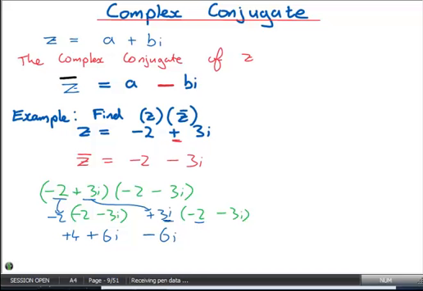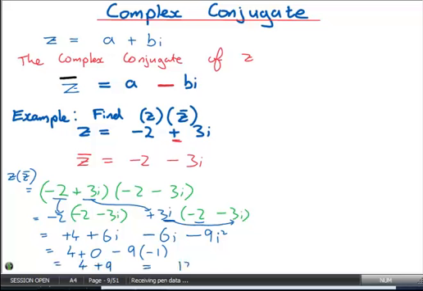And then the final bit here is the plus 3i times minus 3i. The sign is going to be minus because a minus times a plus gives us a minus. 3 by 3 gives us 9, and i by i gives us i squared. I should have equals signs there. So this is z times z conjugate. We've got plus 4, plus 6i minus 6i is just 0, plus 0, and we've got minus 9 times minus 1, since i squared is minus 1. So we're left with plus 4 plus 9, which is equal to 13.